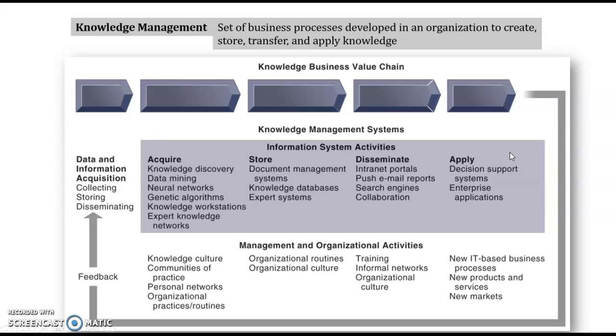So these are the knowledge business value chain. This is the definition. In the knowledge business value chain, they have the system. The systems involved are acquire, store, disseminate, and apply. These are the activities. It becomes a chain, meaning it will keep rotating. It goes through the system and activities, and we get feedback. The feedback we will collect, store, and disseminate.